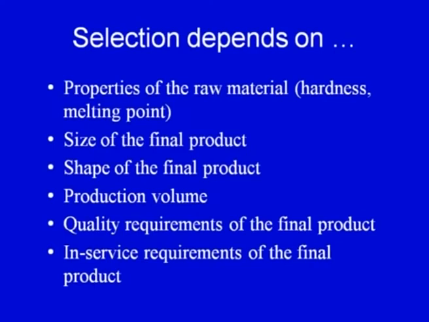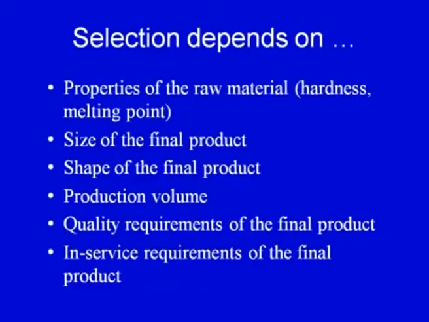Similarly, the second point, the size of the final product. If the size of the final product is huge, there may be some processes which may not be suitable for that particular product. And if the size is very small, there would be some processing techniques which cannot be used for that particular product or processing of that particular material. So we have to take into account the properties of the raw material, the size of the final product, and the shape of the final product.